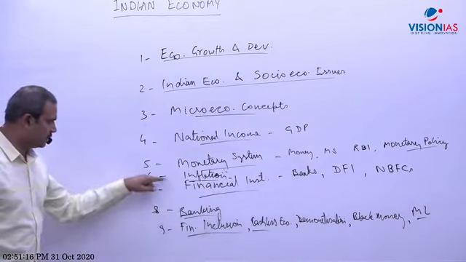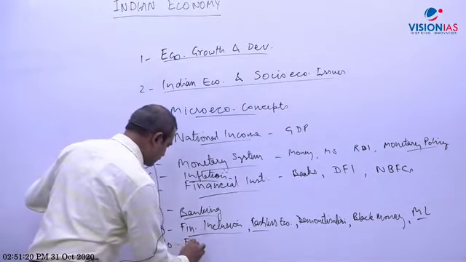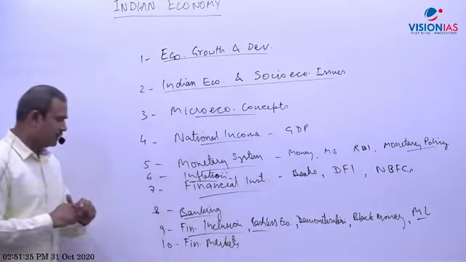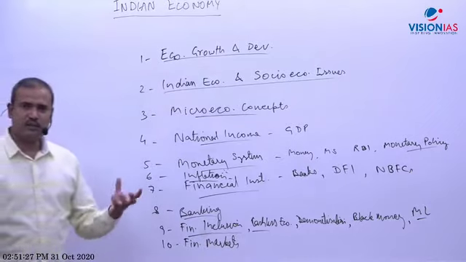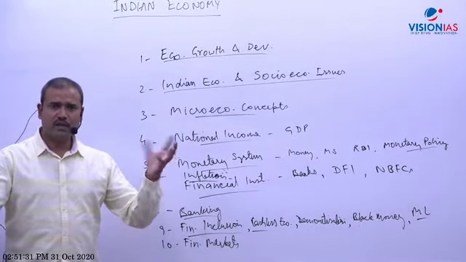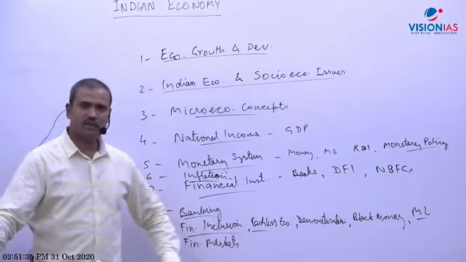Okay, so inflation I left, and the 10th chapter is financial markets. In this chapter, I will discuss money market, capital market, mainly stock exchanges, how share prices are determined, how Sensex goes up and down, what it indicates, and some reforms in stock exchanges.